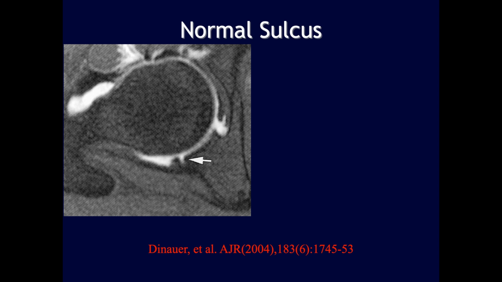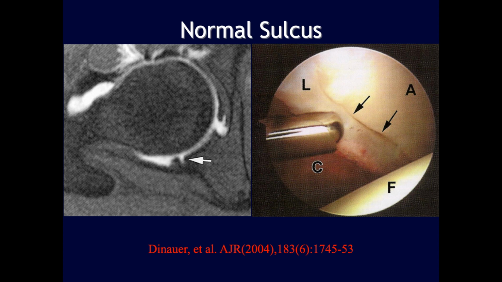Okay, so this is just called a sulcus. And this is what it looks like at arthroscopy, where you have nice, smooth surfaces without any jagged irregularity. And this is called a normal variant. And it's very common involving the posterior inferior aspect of the labrum. So I'd be very careful calling labral tears in this location unless it's very irregular, or unless you have clear evidence of significant femoral acetabular impingement, which we'll go through shortly.